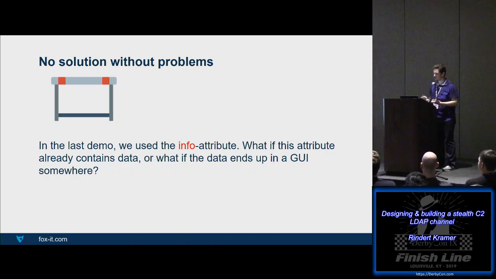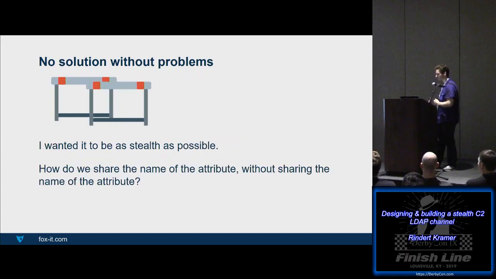And in the last demo, we used the info attribute. But what if the info attribute already contains data? Are we going to override it with gibberish, crap data, for example? So choosing a different attribute is the solution for that. But how do we choose an attribute and which one? And I also wanted it to be as stealth as possible.